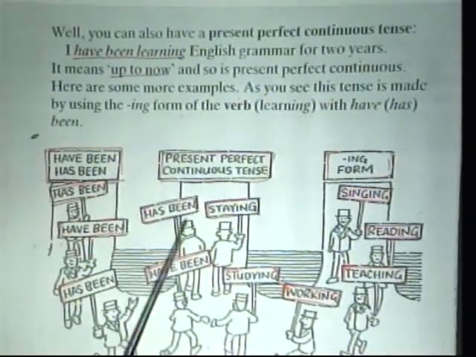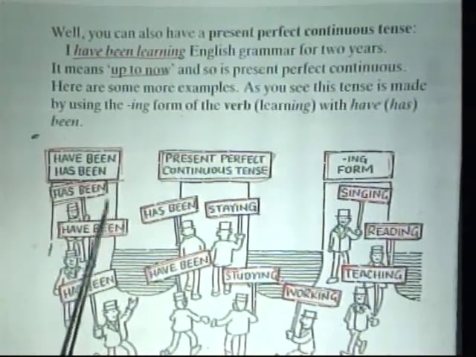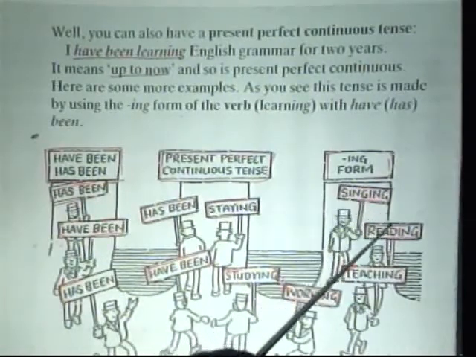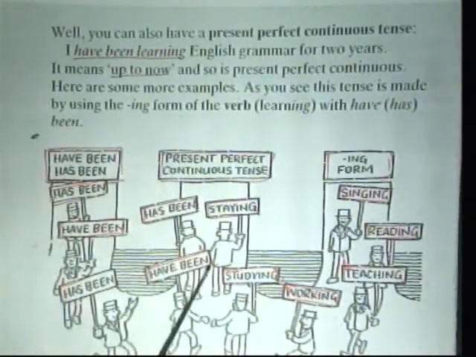Here again we look at the constituents. What are the parts that are there in the structure? So you see have been, has been are used along with this, and also for example this one, maybe singing, reading, teaching, working or studying. These are in the continuous form.